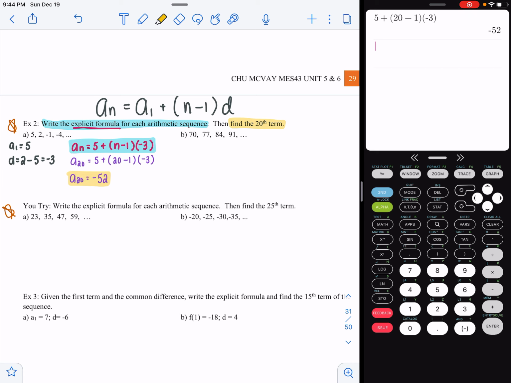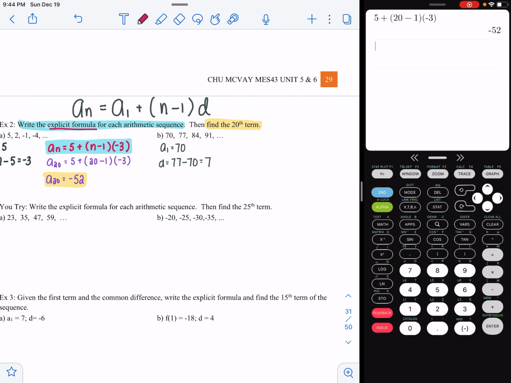Okay, let's see if we can do the next one together as well. So again, let me define our pieces. A1, our first term, is going to be 70. Our common difference, I'm going to take the second term, 77, and minus 70, I get that that's going to be positive 7.